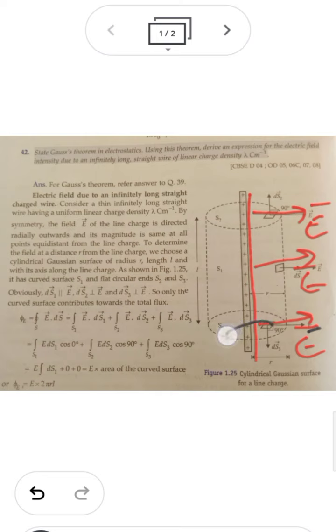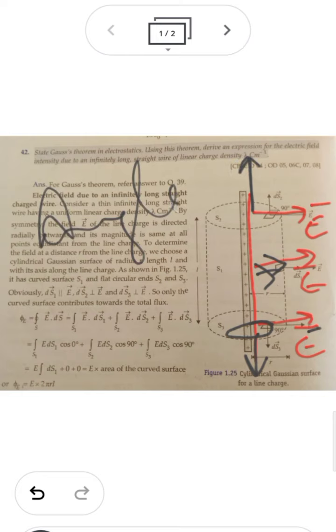Now about the surface, the direction of the surface is in this direction. The surface vector is in the same direction as the electric field. Now if you find the angle between the electric field and the surface, you can see that over here this one is 90 degree, over here this one is 0 degree, and over here this one is again 90 degree.